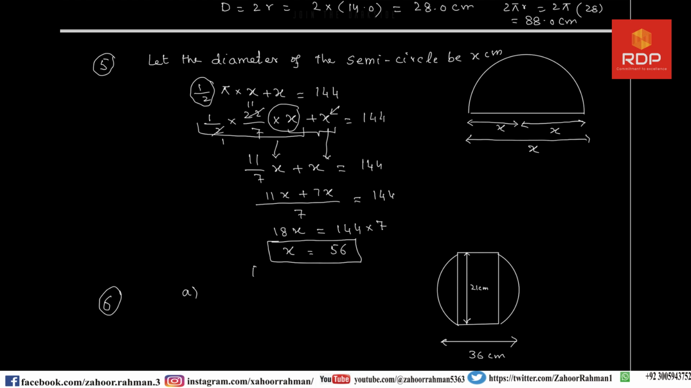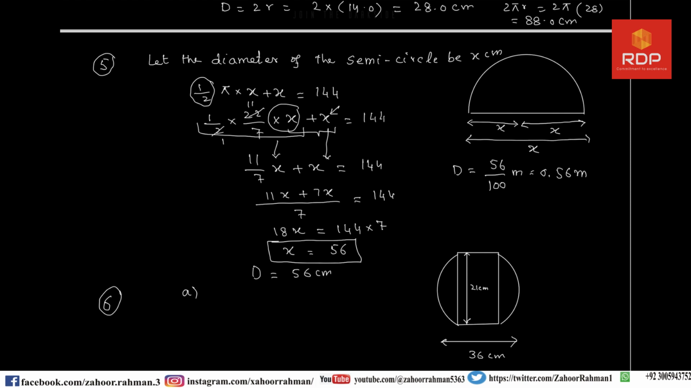So diameter of semicircle is 56 centimeter, but they told us to find the value in meter, so we have to divide 56 by 100 and it will be in meter, so 0.56 meter will be the answer.